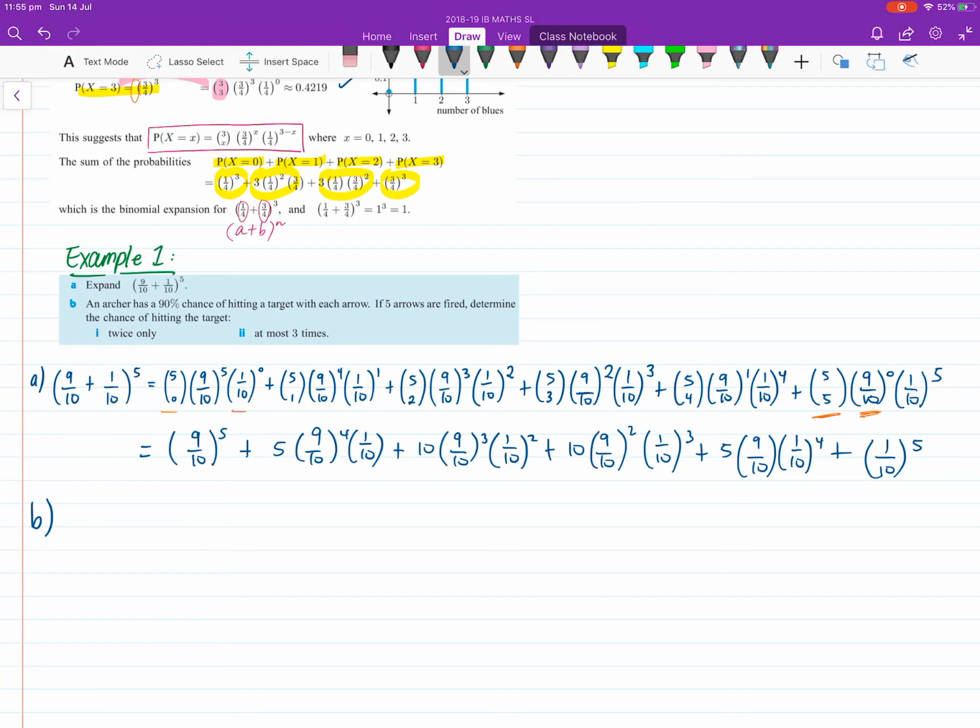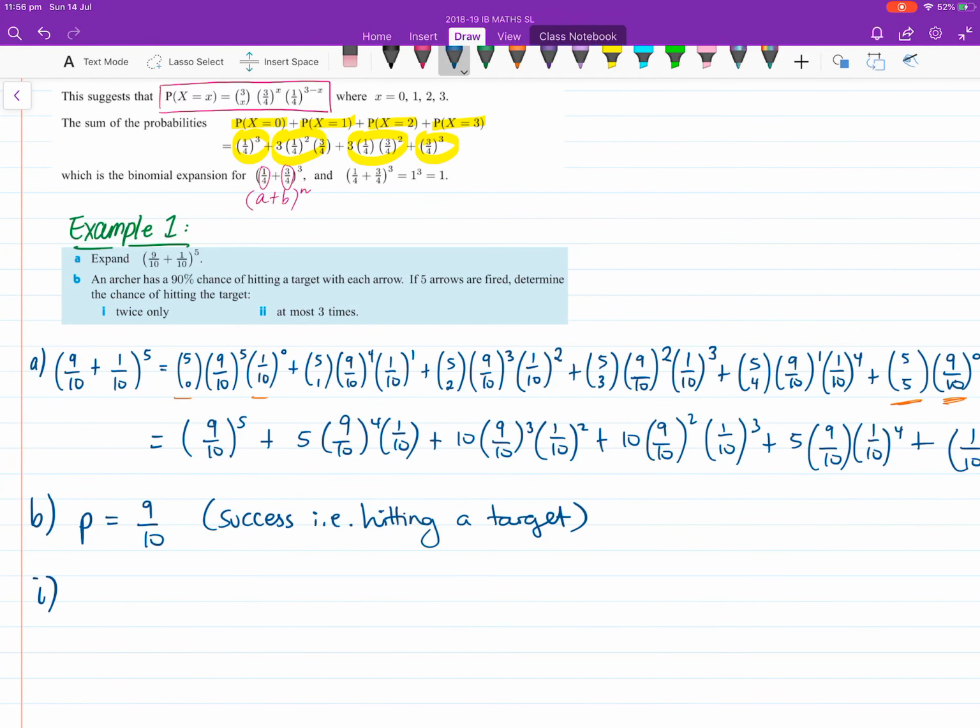Now question B says an archer has a 90% chance of hitting a target with each arrow. If 5 arrows are fired, determine the chance of hitting the target. So the probability here of a success is going to be 9 out of 10 or 90%. Okay, so that's the success, i.e. hitting a target.